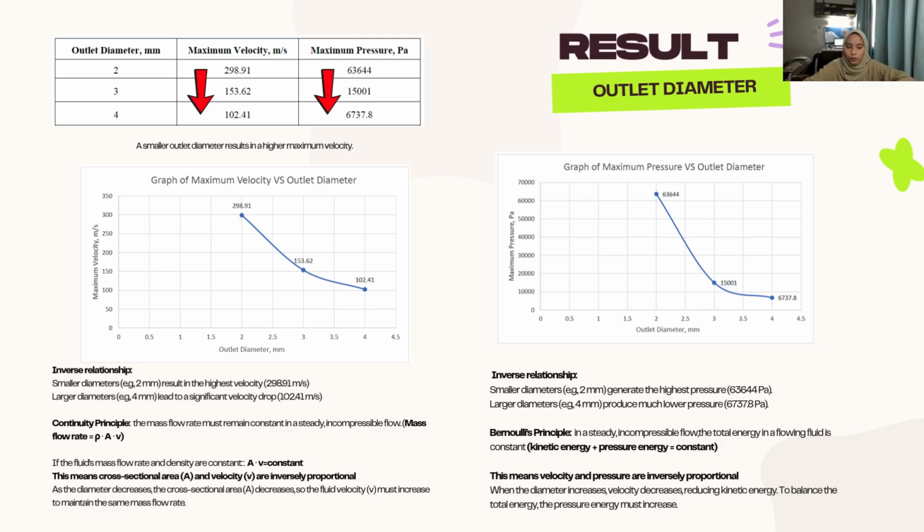Here is the result for outlet diameter. As we can see at the table, a smaller outlet diameter results in a higher maximum velocity.